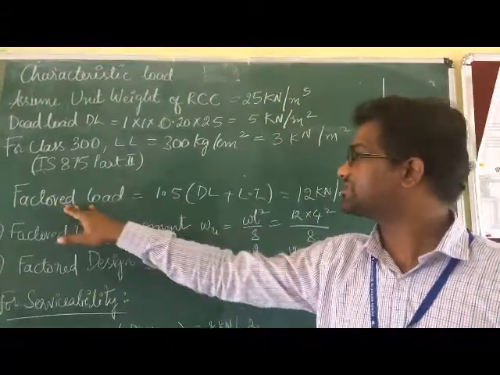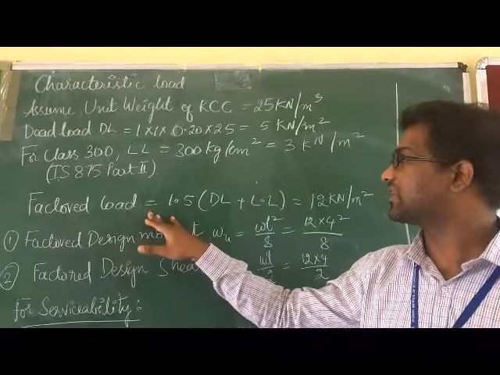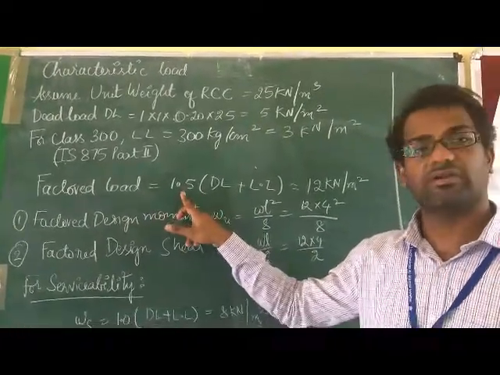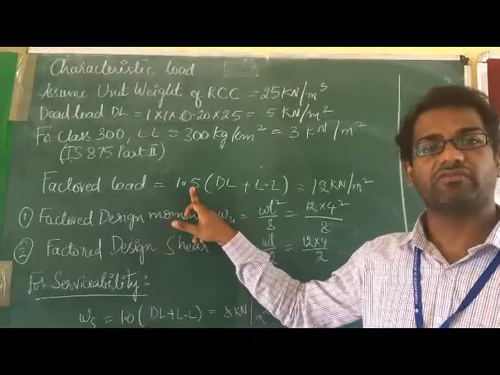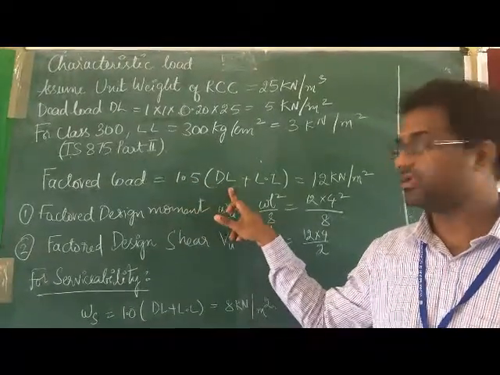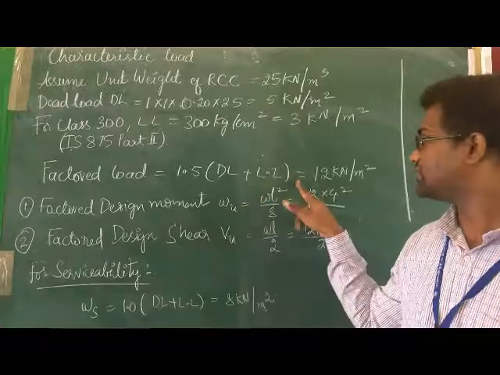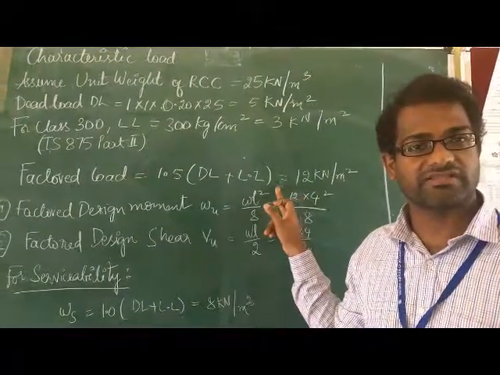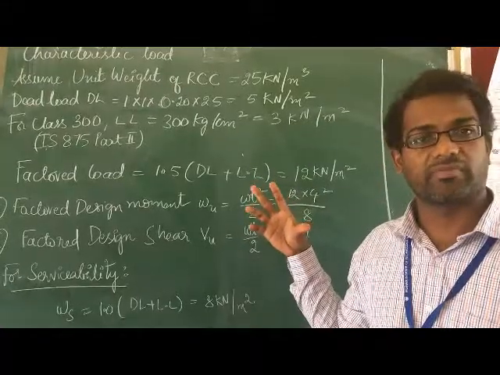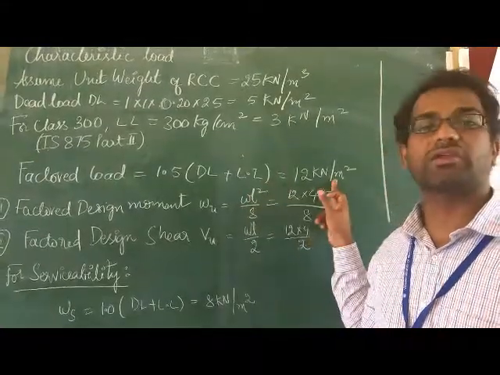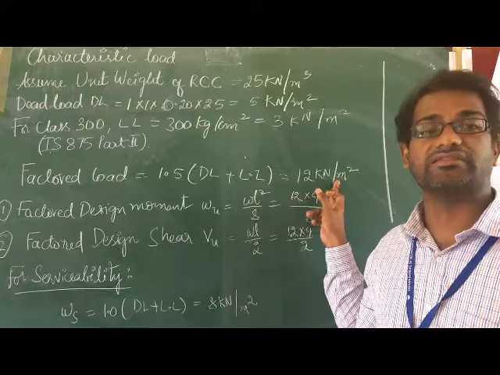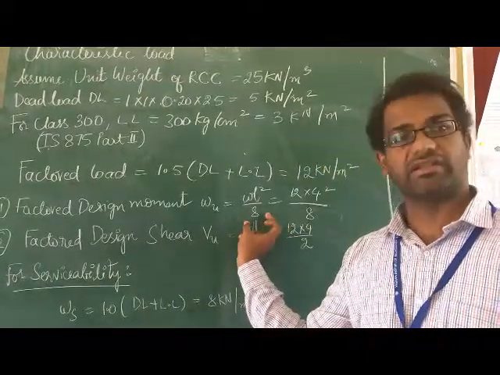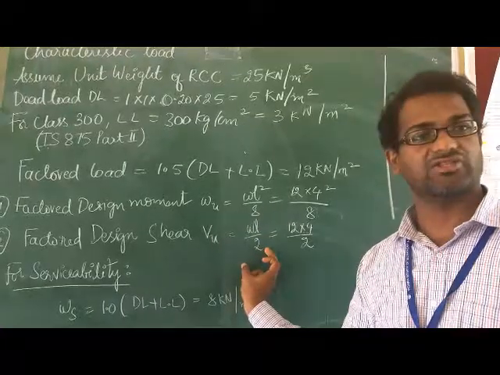The factored load is given by considering table number 18 of IS 456. You need to multiply a partial safety factor of 1.5 by dead load plus live load. This is the total factored load. The factored load says that the slab may be expected to take 12 kN per square meter in its life period. So for this factored load, we will calculate the design moment and design shear.